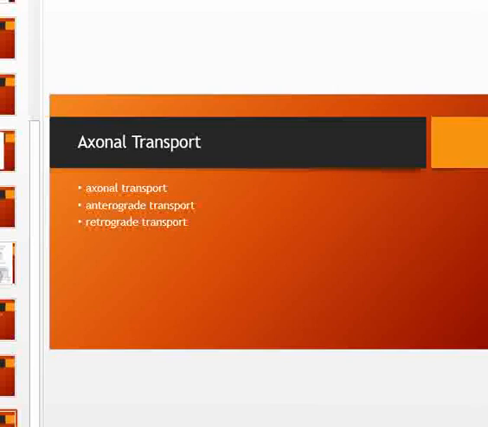Starting with fast axonal transport, it occurs at a rate of 20 to 400 millimeters per day, and may be either anterograde or retrograde. That is the first one. So let's start with fast anterograde, then check on fast retrograde.